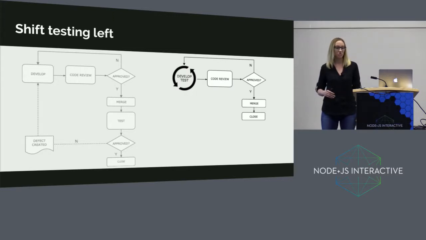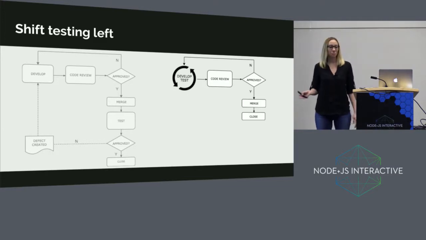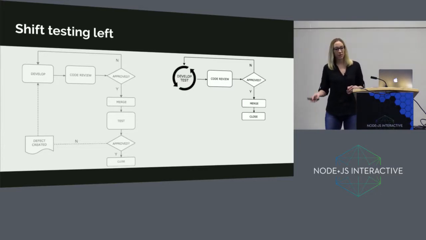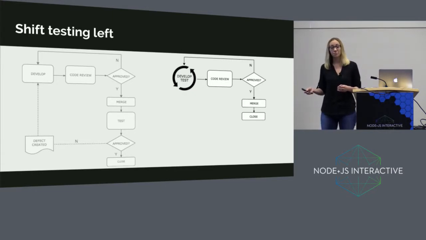We can employ a strategy called shift testing left, which is exactly what it sounds like. You just move testing closer to development itself rather than sometime down the line. So instead of waiting for testing to happen after something gets merged into a different environment, you write your tests, and you have those tests before anything gets merged in.